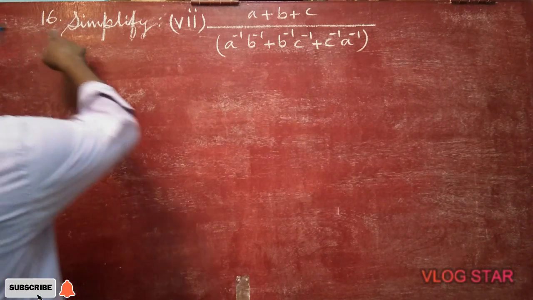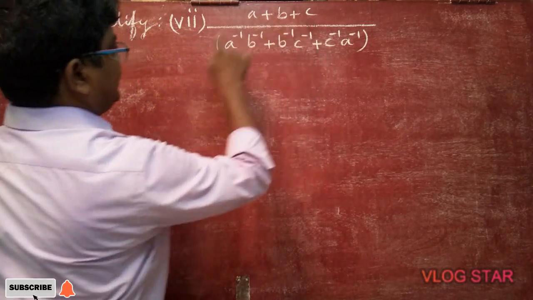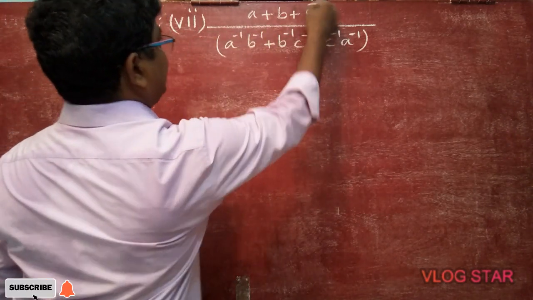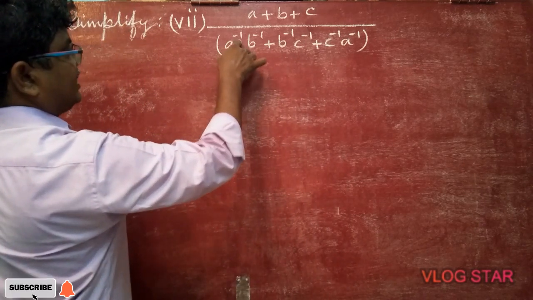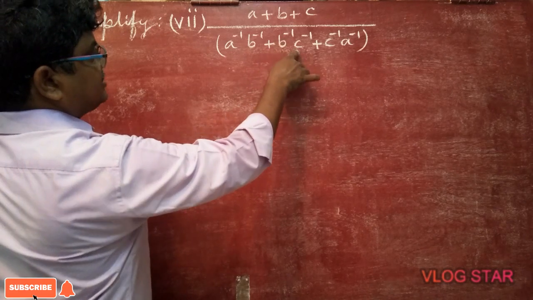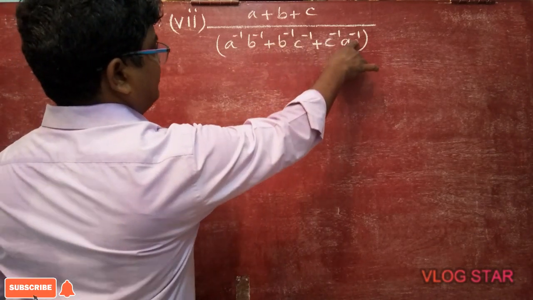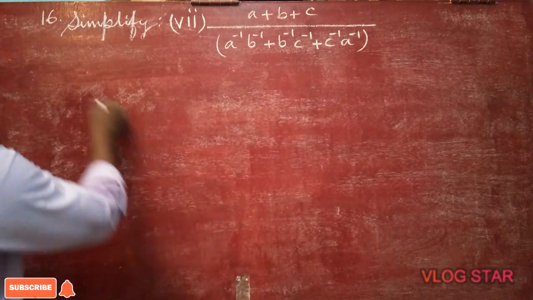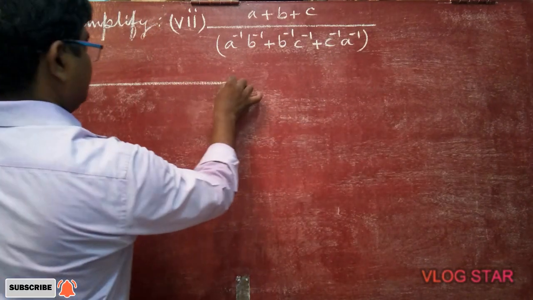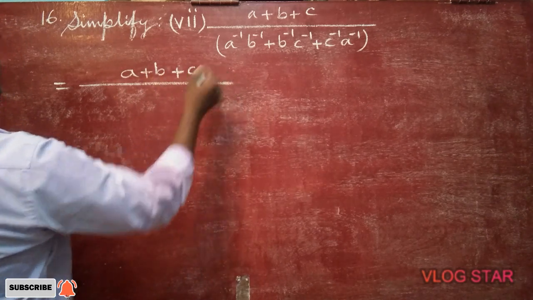In the 16th problem, simplify the 7th bit: A plus B plus C divided by a to the power of minus 1 into b to the power of minus 1, plus b to the power of minus 1 into c to the power of minus 1, plus c to the power of minus 1 into a to the power of minus 1. The numerator stays as it is, A plus B plus C.